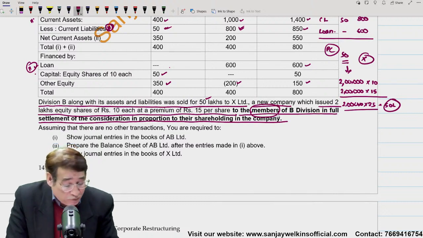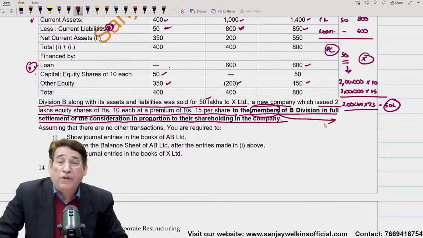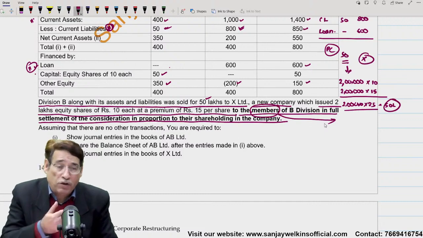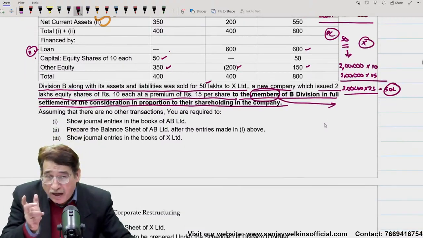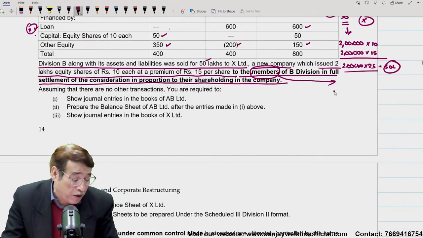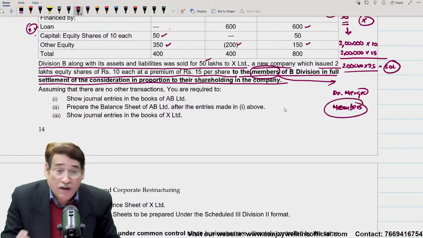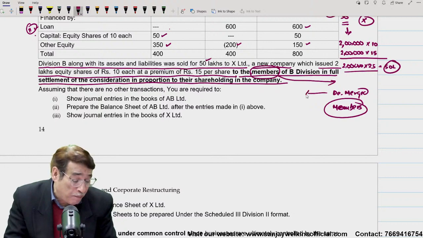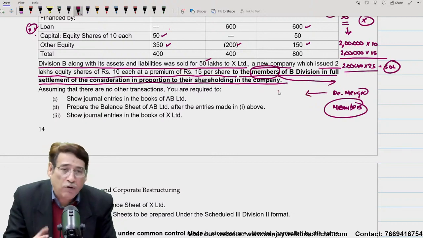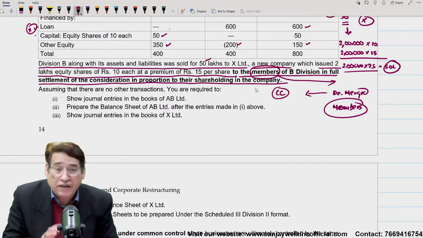So this is a very important point. As I told you earlier, when you start solving the question, you have to keep an eye on whether the consideration has been received by the demerged entity or by the members. Now, in this question, it has been received by members. If it had been received by the demerged entity, without an iota of doubt, I would have treated it as a case of common control.